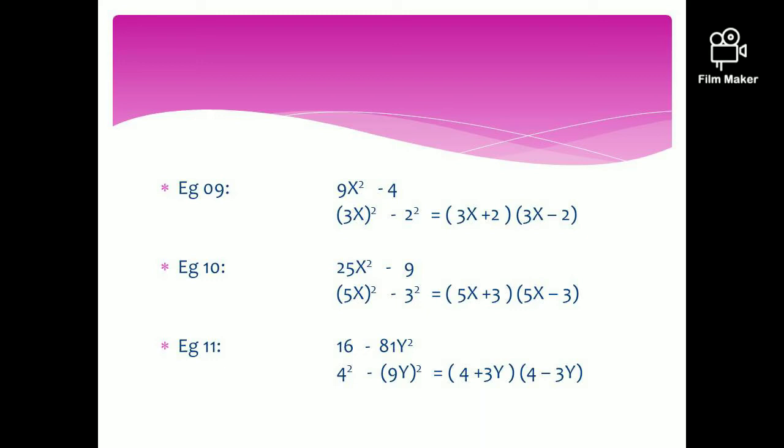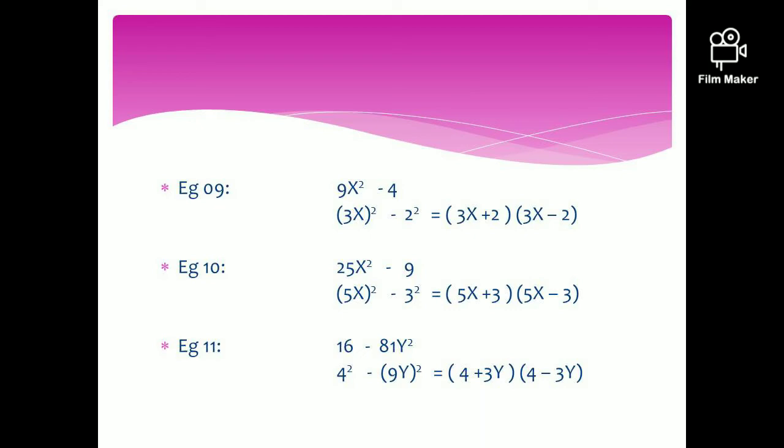In example 10, the question is 25x squared minus 9. Here the square is only for x but not for 25 or 9. But we know that 25 is 5 squared. Therefore, I can write 25x squared as 5 squared x squared. Therefore, you can write 5x whole thing squared minus 9, you can write 3 squared. So it will turn into 5x whole thing squared minus 3 squared. Therefore, you can write 5x plus 3, 5x minus 3.